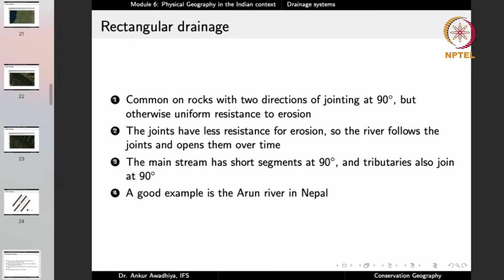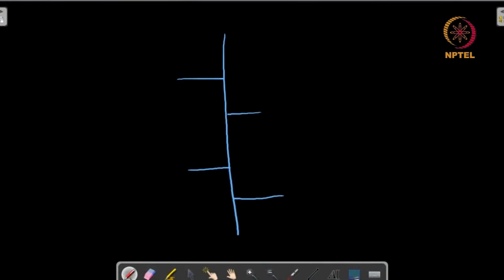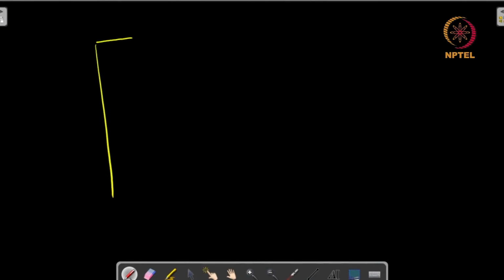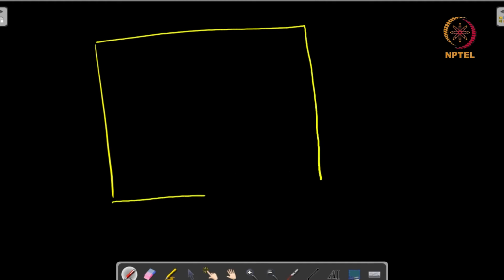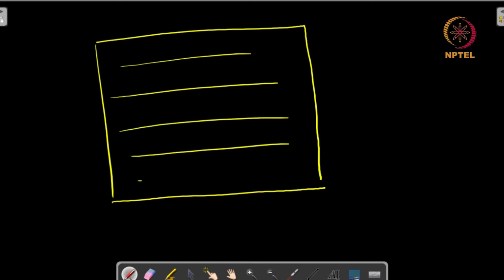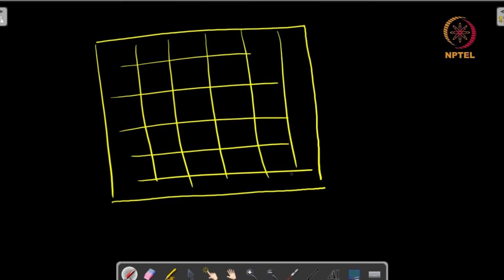Next we have rectangular drainage. It is common in rocks with two directions of jointing at 90 degrees, but otherwise a uniform resistance to erosion. Meaning that you will find it in such rocks where, suppose these rocks suffered a fracture in this direction. So these are all different fractures that have developed. But then it also suffered fractures in these directions. Now once you have such a pattern, and otherwise the rocks are very hard.